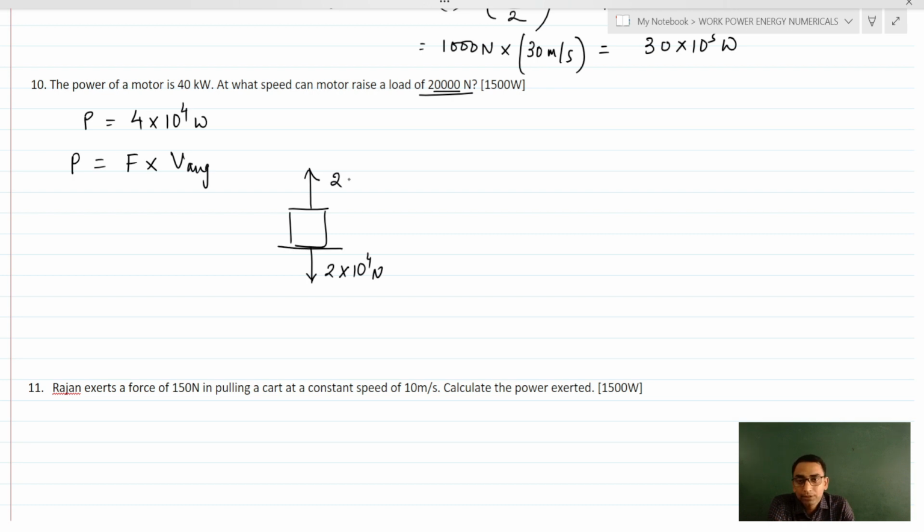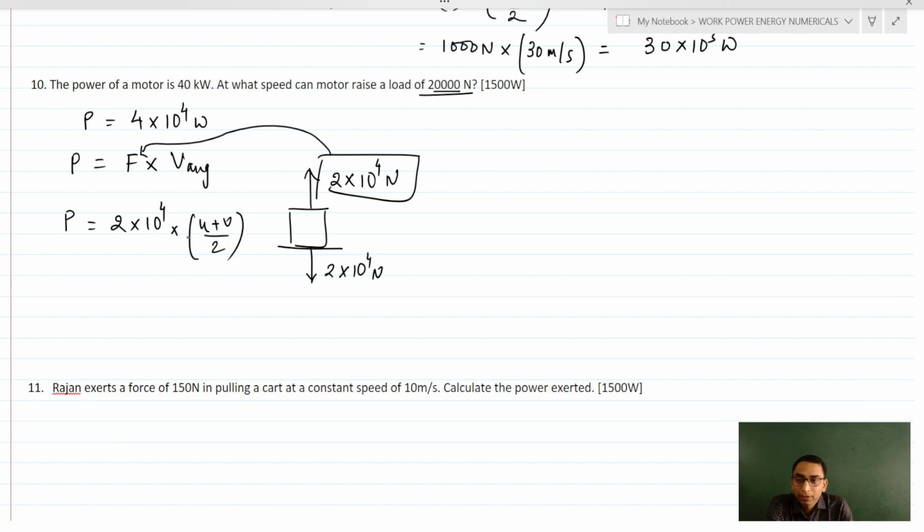And you are exerting a similar force in the upward direction like this. So the force applied is to be plugged in over here. So P is equal to F, that is 2 into 10 raised to 4, and this is U plus V divided by 2, V average. Since the body is going upward with constant velocity, U and V are same, so the 2 would get cancelled, and V would be the V average, which can be any velocity, but that is constant.